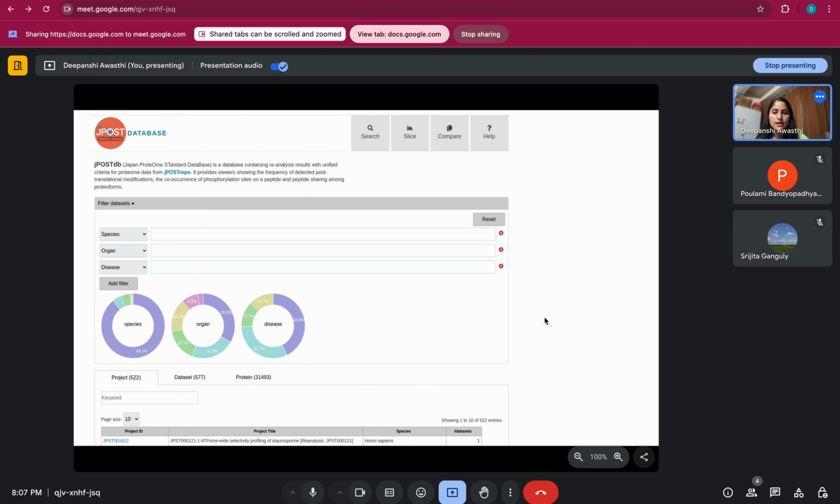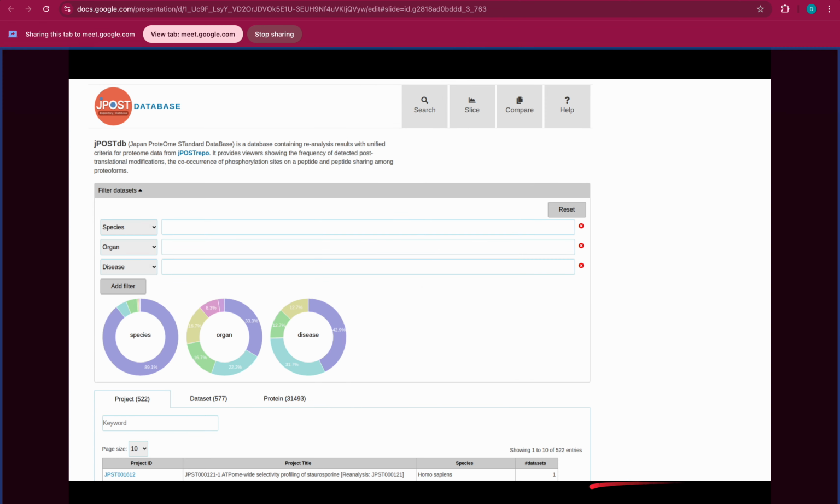Now I have included the JPOST database because in your lectures I think we have not seen JPOST, so this is for your reference. It is the Japan Proteome Standard database, and it contains reanalysis results with unified criteria for proteomic data. So it will also provide you the proteomic data, and peptide sharing among proteoforms will also be provided. So this is the home page of this database, and I have also given the link to this database at the bottom, which you might see in the slides. Till now it's not visible.